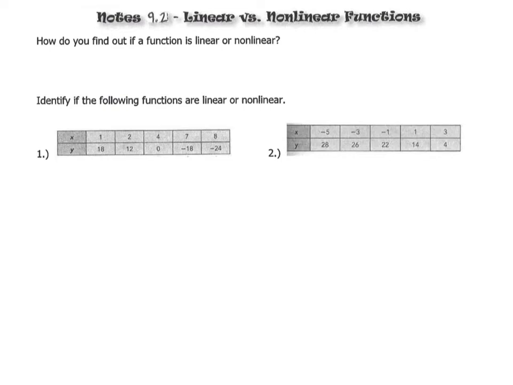All right, so how do we find out if a function is linear or nonlinear? First of all, you need to look at the word linear, and there is a word within that word, line. Linear means it will become a straight line. Nonlinear means the opposite of that, so it will not be a straight line. So it's linear if the rate of change is constant.